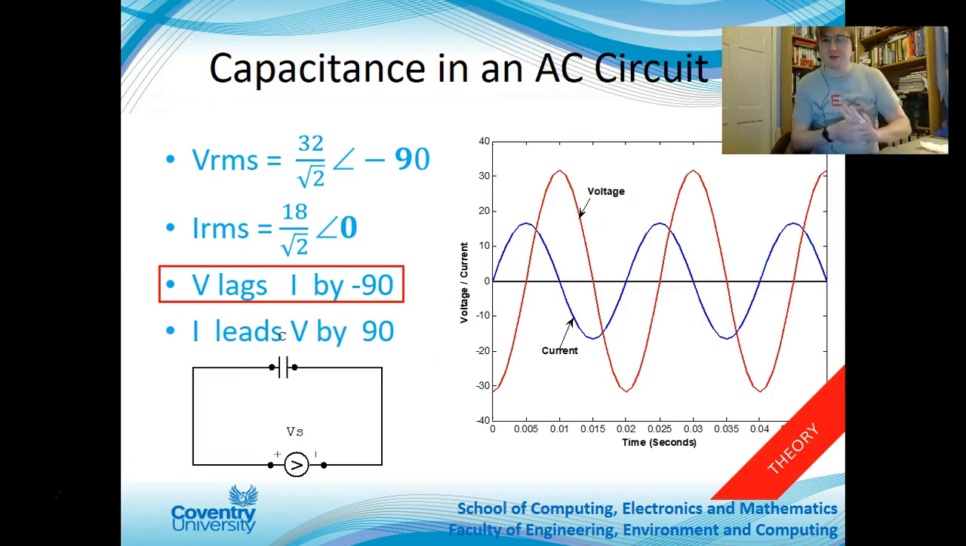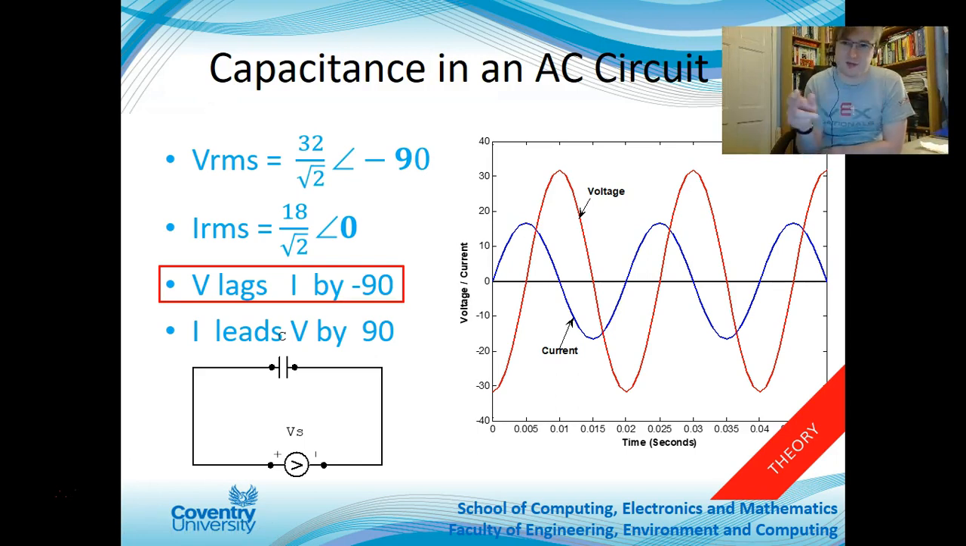Okay, just the last thing today is capacitance in an AC circuit. Again, as you can see here, we've got a diagram like from an oscilloscope that I plotted in Multisim. Here we have a voltage supply with a capacitor. As you can see here, the current reaches its peak before the voltage. So in a capacitive circuit, the current leads the voltage by 90 degrees.